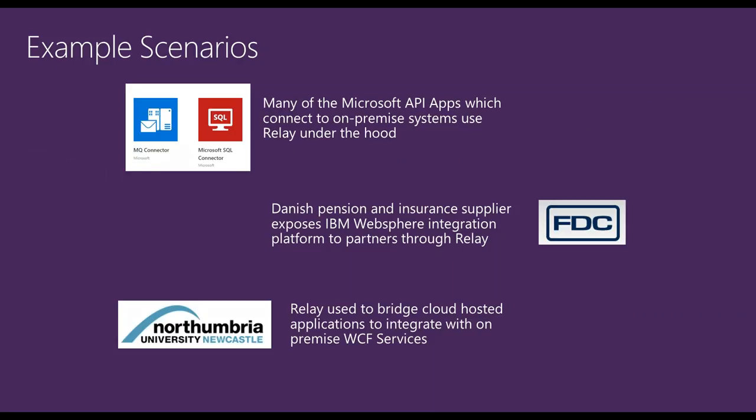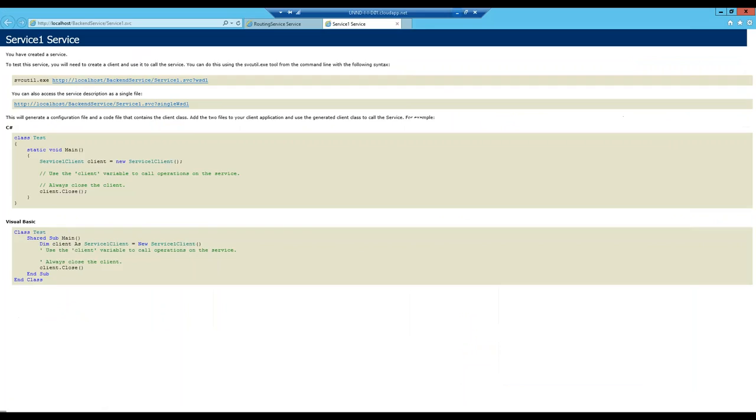If we take a quick look at a demo now, I want to show you how easy it is to do this whole piece of hybrid connectivity with Service Bus Relay. In hybrid integration in a day, we're going to do hybrid integration in 5 minutes. So here I've got my on-premise service. It's a really noddy WCF service called Backend Service 1, maybe not the best name.